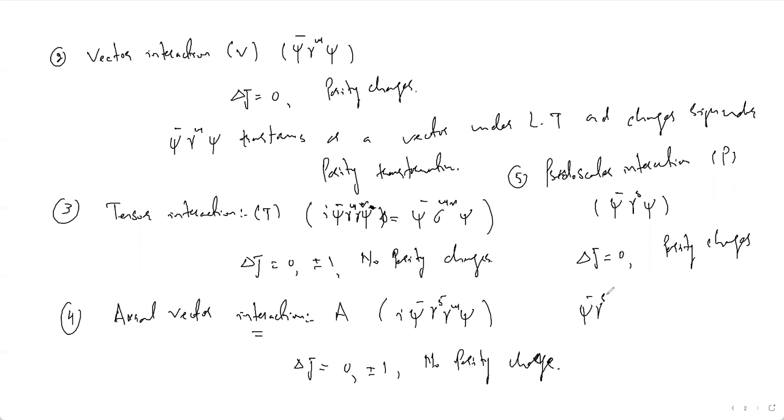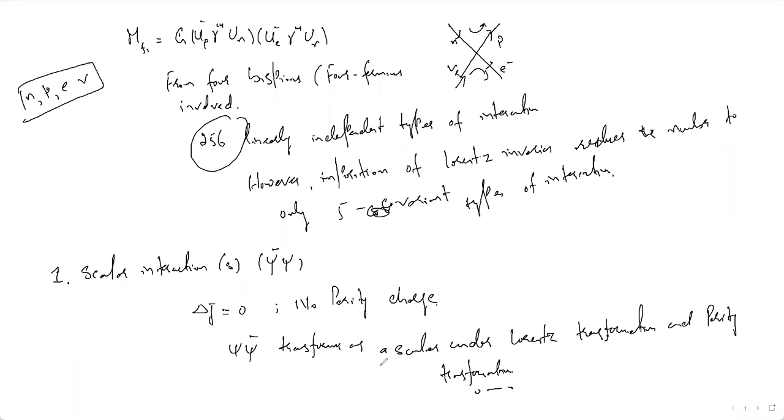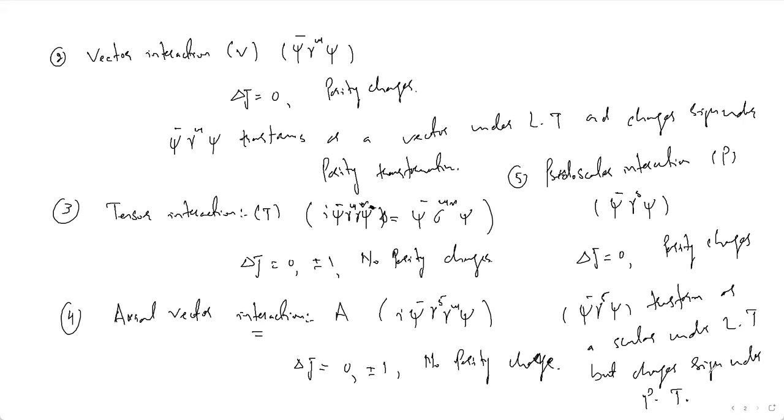So this psi bar gamma 5 psi will transform as a scalar under Lorentz transformation, but changes sign under parity transformation. Now if you look at the first case that I mentioned here, that will transform as a scalar, and both are scalars under the parity transformation. But here it will transform as a scalar but will change sign under the parity transformation.